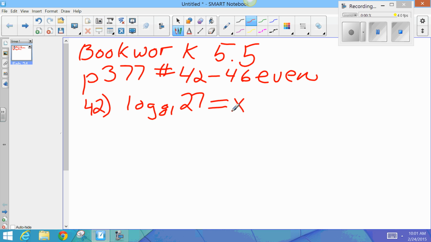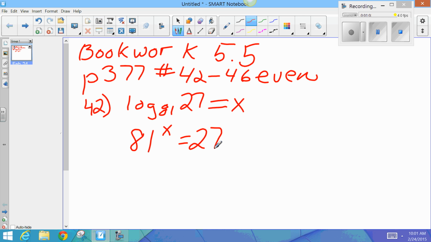All right, the directions here, maybe I should read the directions. Solve each equation for x. Okay, that wasn't very helpful. All right, I'm going to use the exponential form again of this. So I'm going to rewrite this as 10 to the power of, oh, it's not 10. The base is 81. 81 to the power of x equals 27.